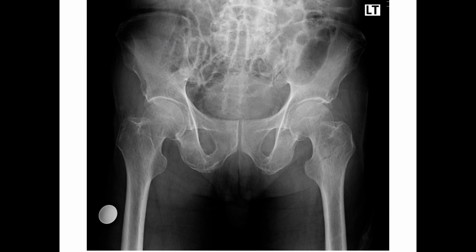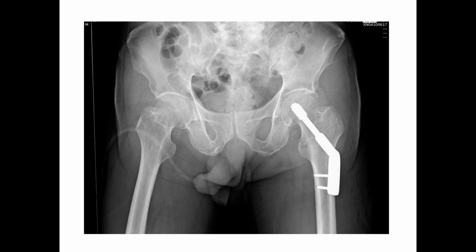This is an example case. An 85-year-old female with stable intertrochanteric fracture of the left femur. We plan to fix this fracture with a dynamic hip screw with a 2-hole side plate. This is our fixation plan.